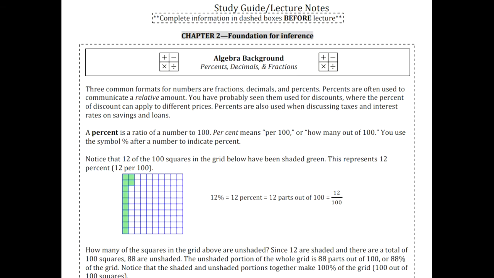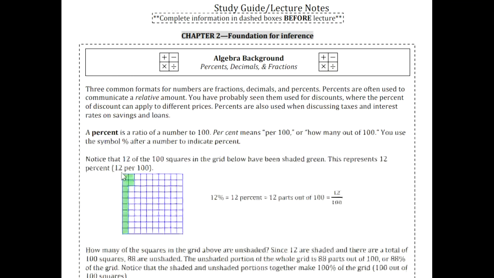So a percent is very much what it sounds like. It's per cent, cent being 100, it's per 100. It's a ratio out of 100 pieces. So if we look in this diagram below, we have a square, and the square is broken up into 100 smaller squares. So we have 100 pieces that we've broken this square into.